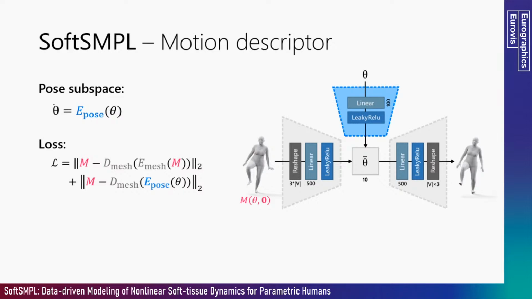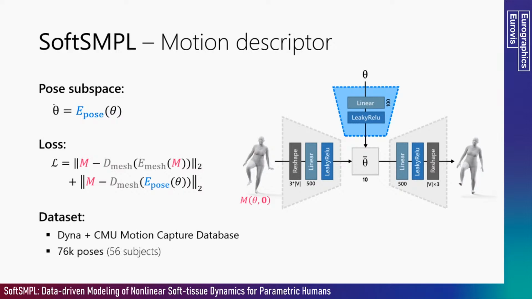So, having made this observation, if we choose a small enough size for the subspace, the resulting information bottleneck will automatically remove these features while retaining the overall structure of the pose. In our experiments, we found 10 to be an appropriate size for the subspace. Finally, since training this autoencoder only requires pose information, in addition to the poses from the DINA dataset, we also add many from the CMU motion capture database. The size of the extended dataset is enough to cover most of the human pose space.